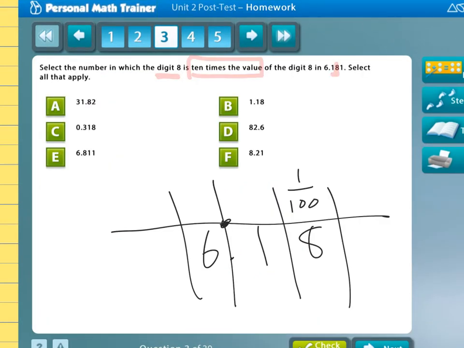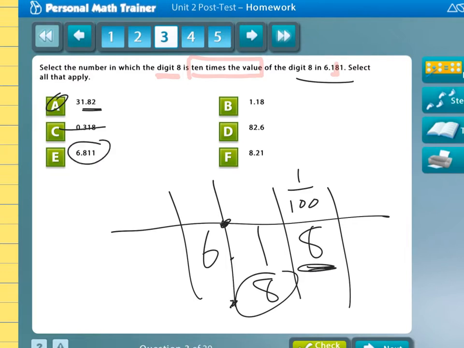Select the numbers in which the digit 8 is 10 times the value of the 8 in 6.18. So I've drawn a place value chart, 6.18. I have 8/100ths. So 10 times 8/100ths would be 8/10ths. So I'm looking for any of these numbers that have an 8 in the tenths place would be a correct answer. So I see one here, so that's a correct answer. This is not correct. This is correct, 6.811. That is a correct answer.